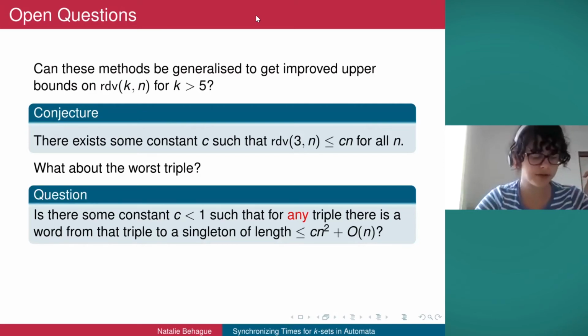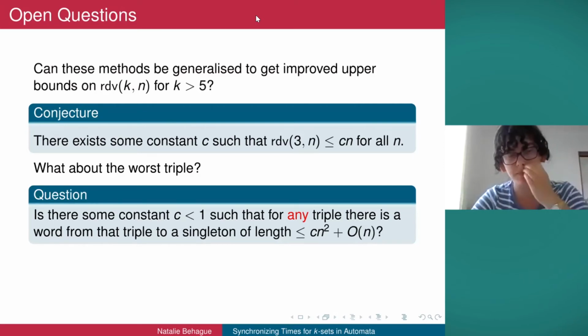What's nice about looking at instead the worst triple, so this more Frankel-Pin idea where you're looking at the worst thing with a layer, how long does that take to get squashed down? If you can improve the bounds for that, then you immediately get an improvement on the n cubed over 6 general upper bound for Cerny's conjecture.